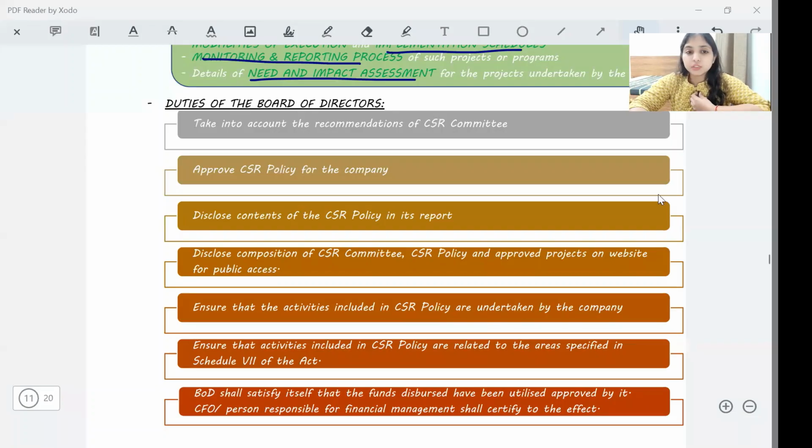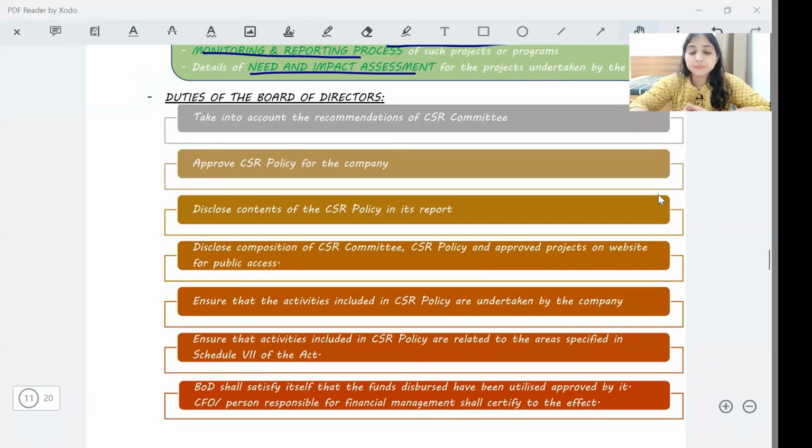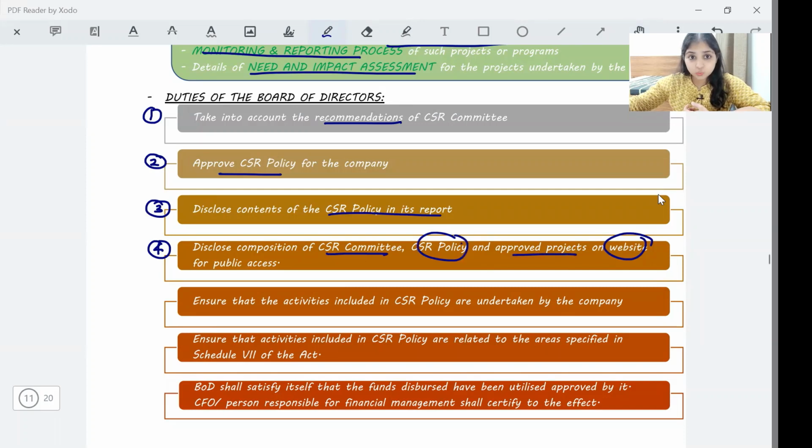Now going ahead to the remaining discussion under CSR, we are going to see what the board of directors' duties are in relation to CSR. Number one, they should see the recommendations of the CSR committee. Then on that basis, they should approve a CSR policy. Then number three, they must put the contents of the CSR policy in the board report. Number four, on the website, it must disclose who the members of the CSR committee are, what the CSR policy is, and what projects the company is going to do.